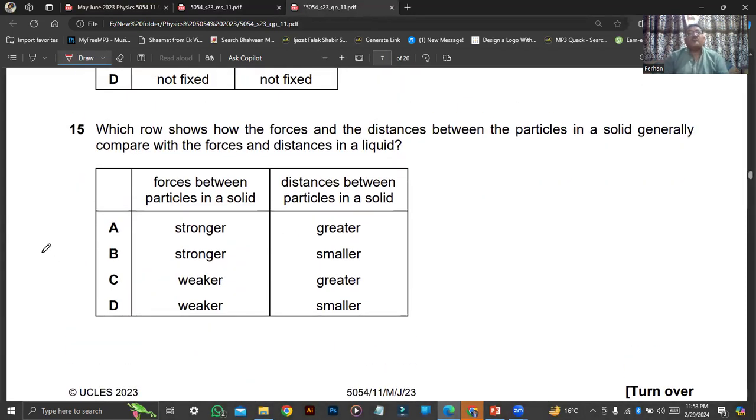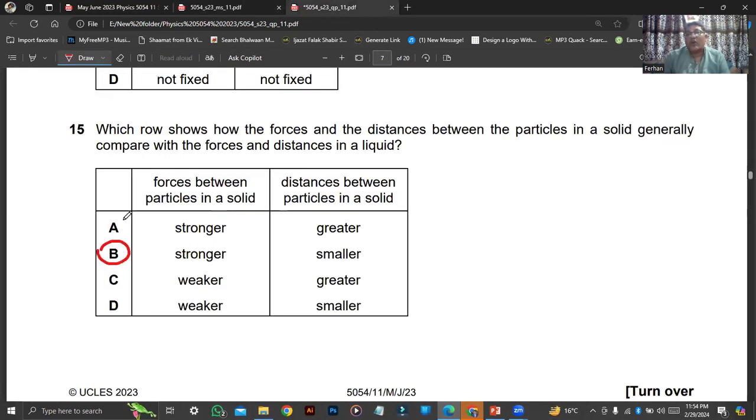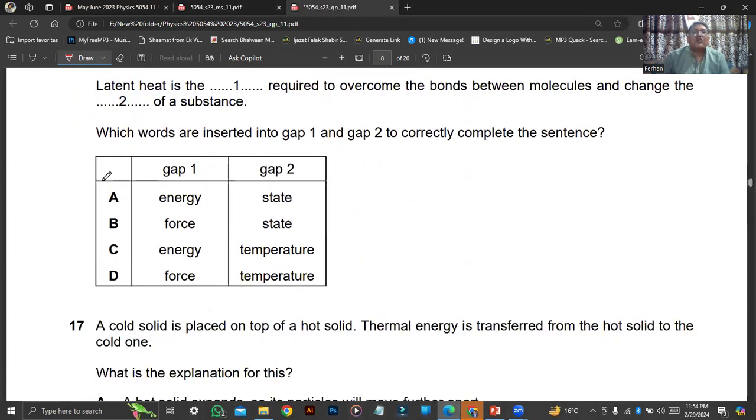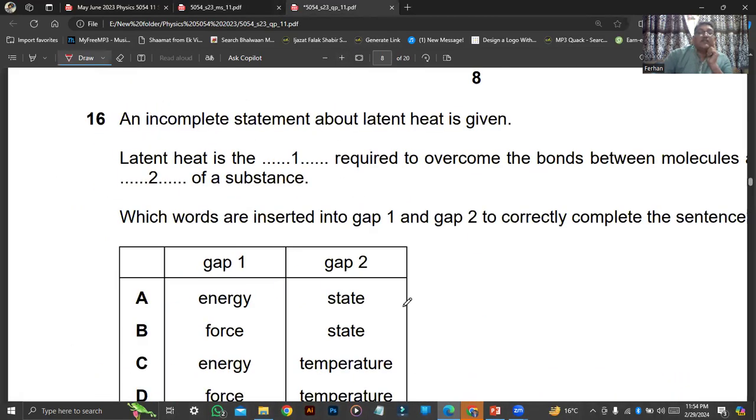He says, which row shows how the forces and the distances between the particles in a solid generally compare with the forces and distance in a liquid. So he's comparing solid with the liquid. Forces between the particles in the solid will definitely be stronger, and the distance between the particles in the solid will be smaller. So I think B is the right option. Question number 15, B is the right option. Hopefully you understand.